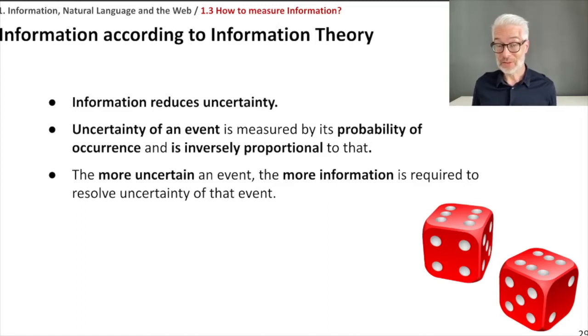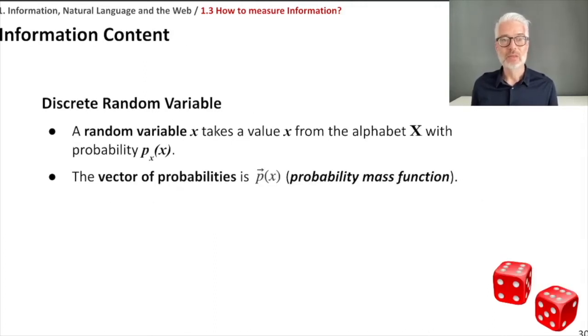You have this uncertainty, which is connected to the probability of occurrence of an event. And of course, the more information is required to resolve this uncertainty, the less frequently is the probability of its occurrence. So the more uncertain an event, the more information is required to resolve the uncertainty of exactly that kind of event. So you will see a few examples, then of course this definition gets much clearer.